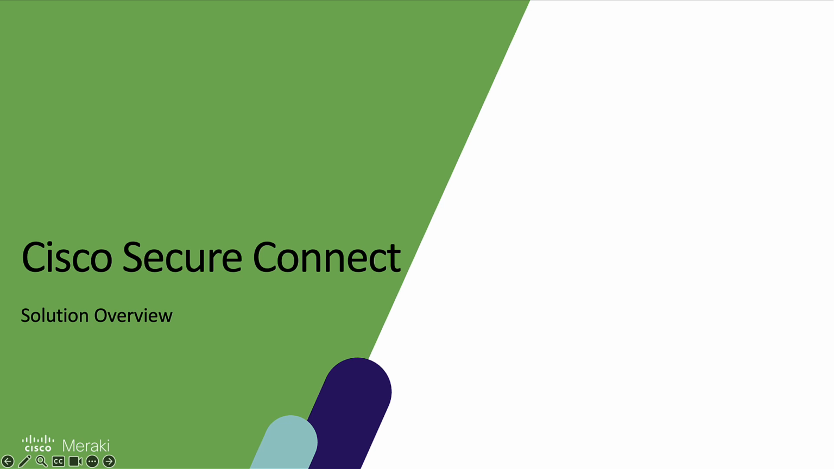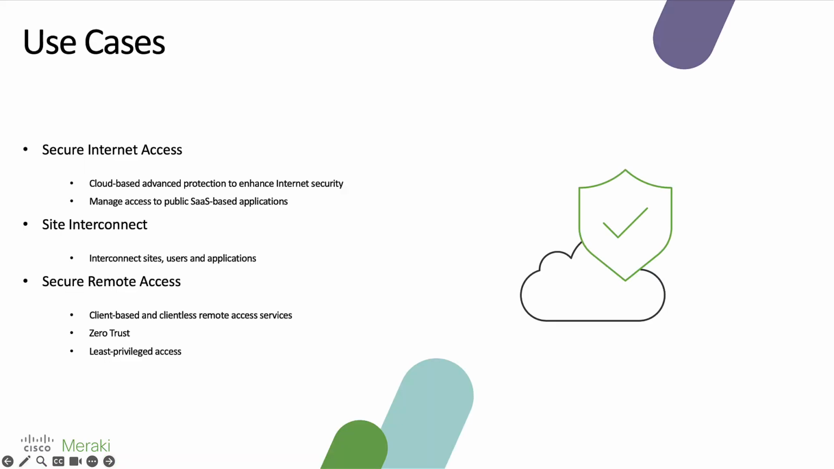In this video, we're going to be doing a very brief overview of the solution. There are three major overarching use cases. These are between secure internet access, site interconnect, and secure remote access. For secure internet access, IT administrators are able to enhance internet security for their users, private applications, or IoT devices with cloud-based advanced protection from malware, phishing attacks, or other threats for both in-office and remote workers.